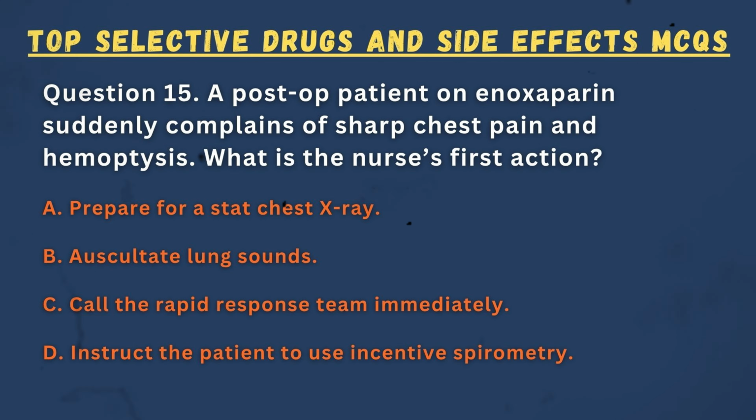Question 15. A post-op patient on enoxaparin suddenly complains of sharp chest pain and hemoptysis. What is the nurse's first action? A. Prepare for a stat chest X-ray. B. Auscultate lung sounds. C. Call the rapid response team immediately. D. Instruct the patient to use incentive spirometry.